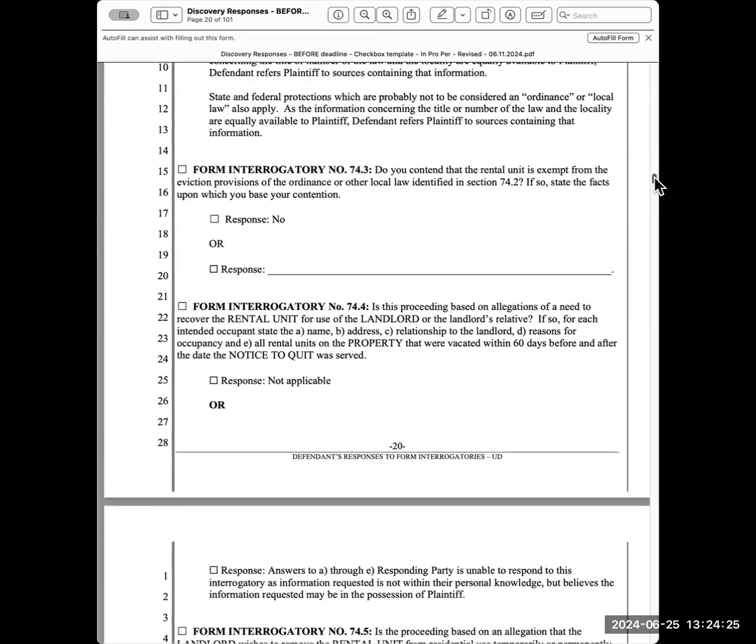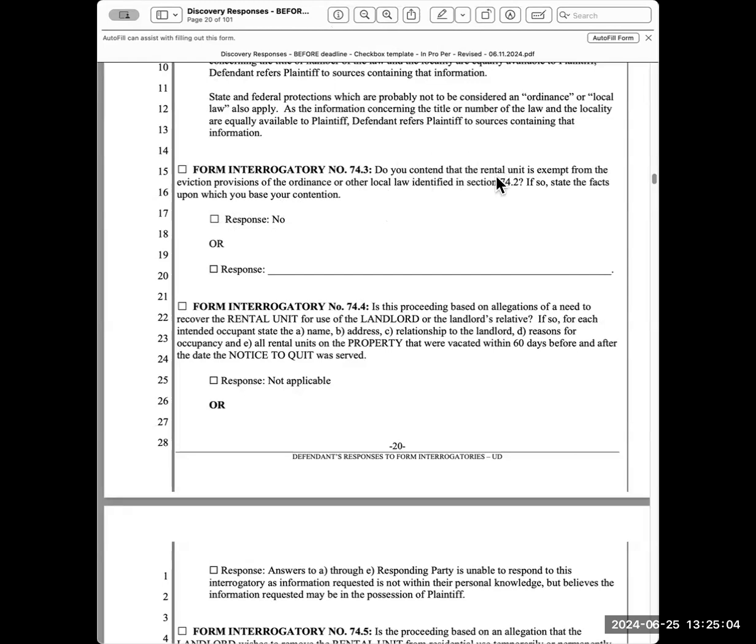Okay. Form Interrogatory 74.3. Do you contend that the rental unit is exempt from the eviction provisions of the ordinance or other law identified in 74.2? This is typically a question asked of the landlord. And if it's checked by the opposing counsel, they're trying to trick you. They want you to answer that, yes, it is exempt, right? Your instinct might be to answer yes. The truth of the matter is if you're protected, then no.